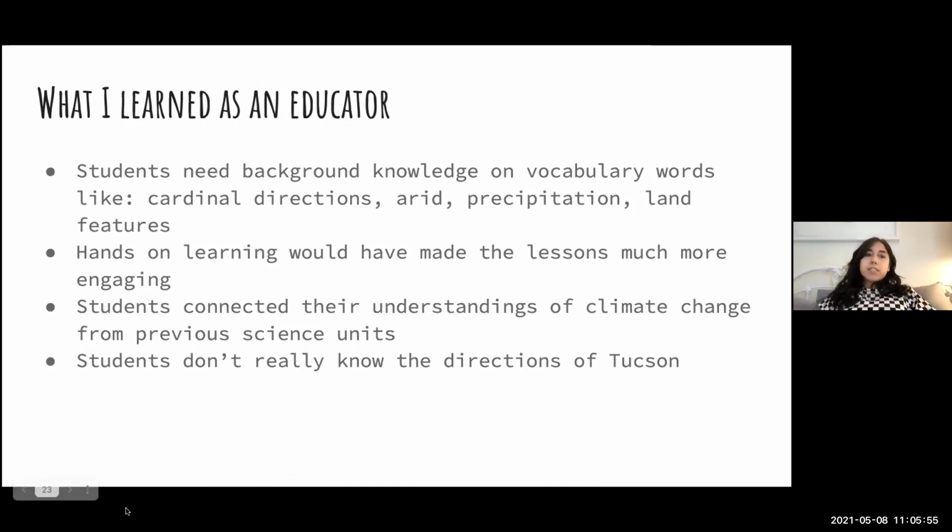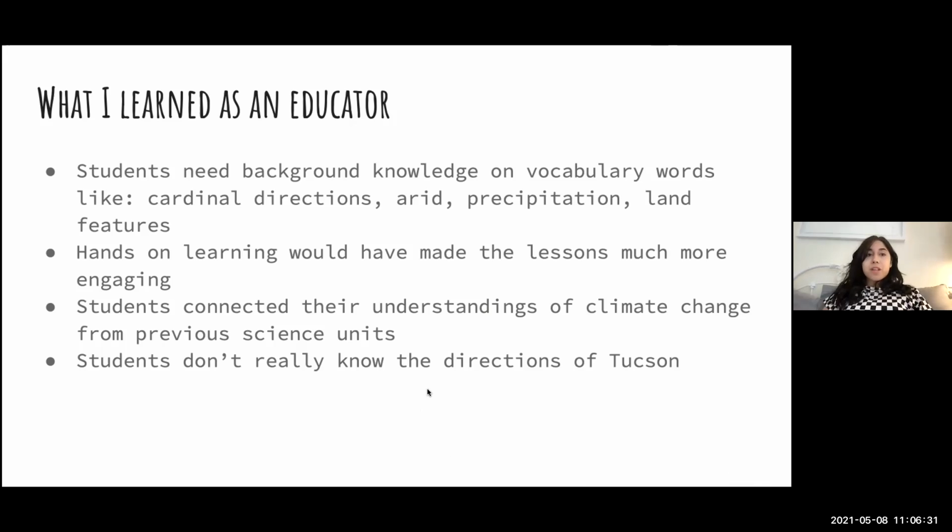And so what I learned as an educator is that students need background knowledge on vocabulary words like cardinal directions, arid, precipitation, land features. Obviously, hands-on learning would have made the lessons much more engaging. Students connected their understandings of climate change from previous science units as well as our water units. And students don't really know the directions of Tucson or just in general.